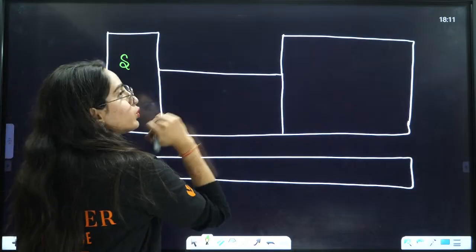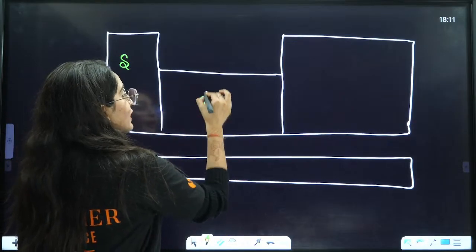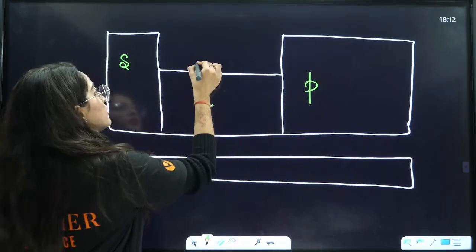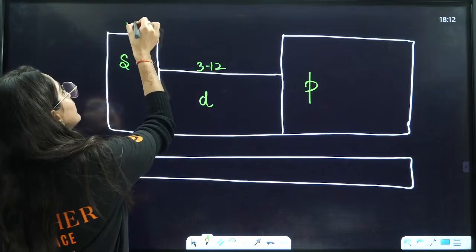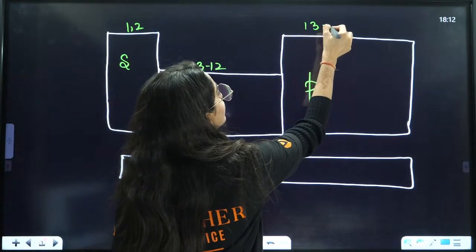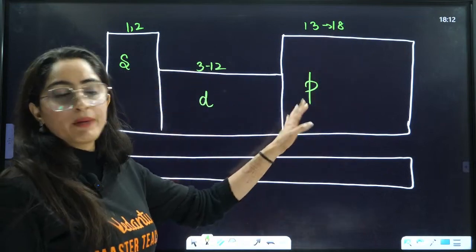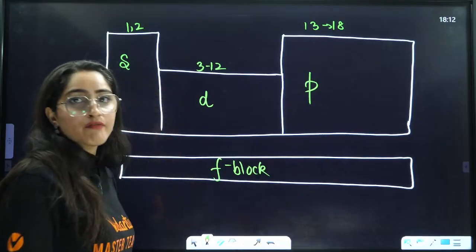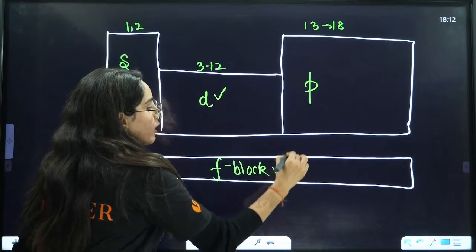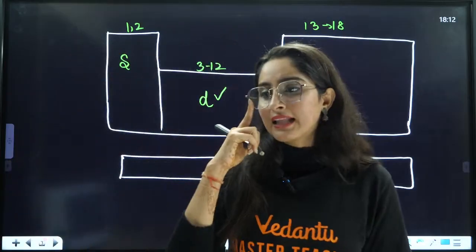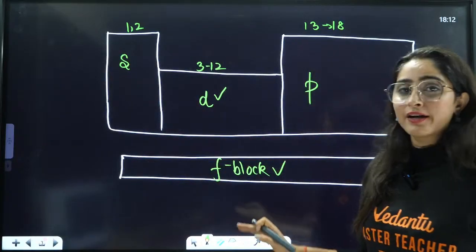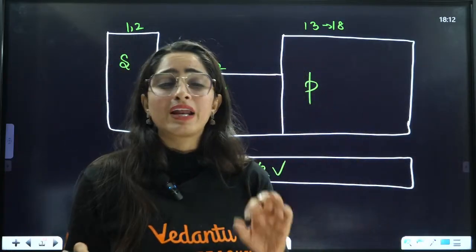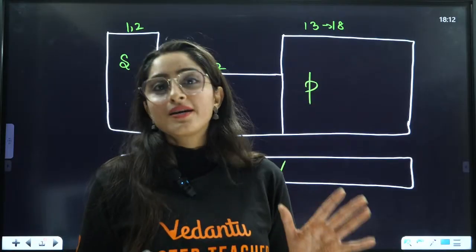From 3 to 12, it will be called the D block. This is 1 and 2, and from 13 to 18 is called the P block, and this is called the F block. We have studied D block and F block in detail in your 12th class, from NCERT line by line. Those students who have not watched it, go and watch it, because it is a very important thing that I have covered there.